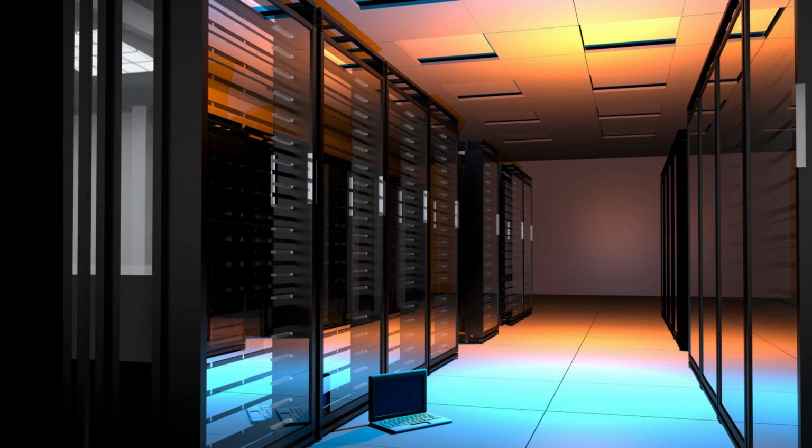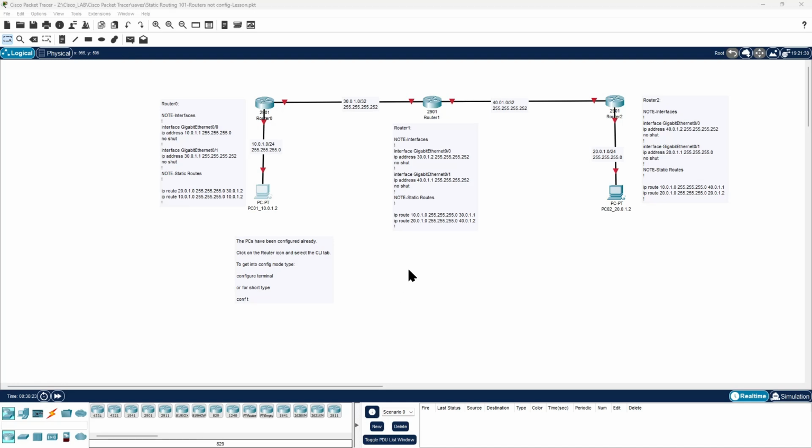In this video, we will go over setting up static routes on 3 Cisco CISCO2901 routers with a desktop PC on each end. In today's brief lesson, we're going to go over setting up static routes on the Cisco 2900 router.